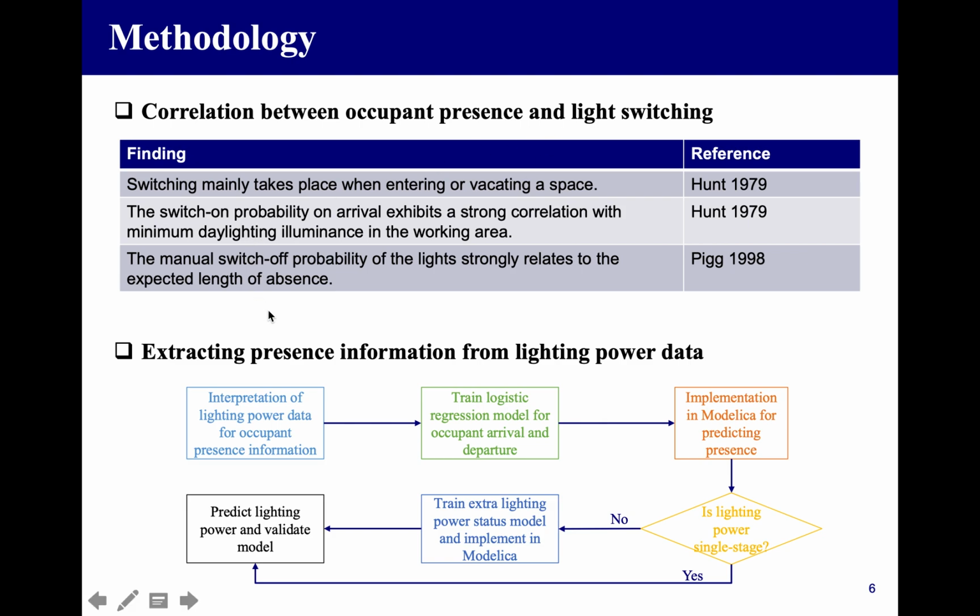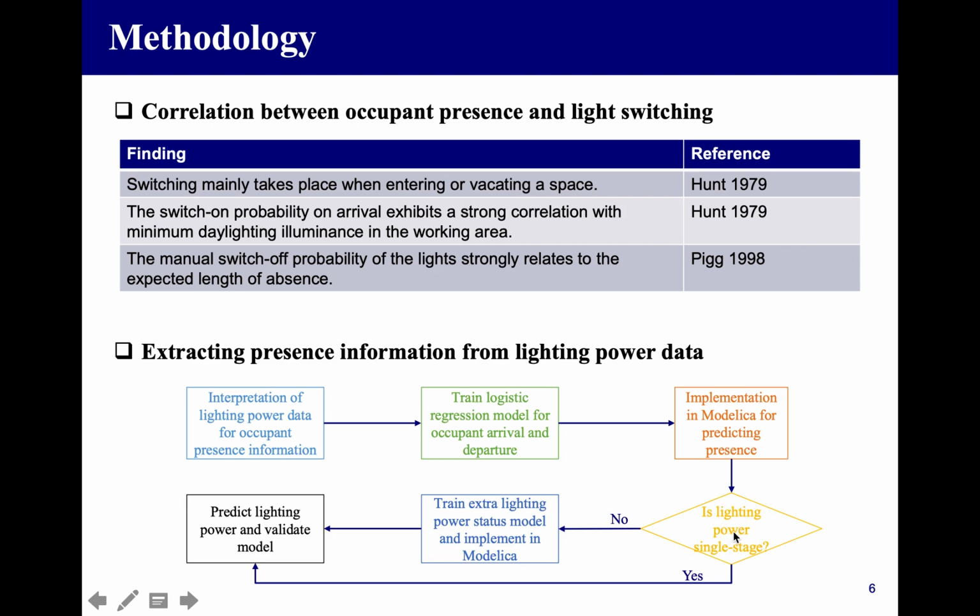And based on that, here's the flow chart we used for extracting presence information from lighting power data. So first of all, we interpreted the lighting power data for occupant presence information based on these assumptions, and then use that interpreted presence to train the logistic regression models for occupant arrival and departure. And then that regression model is implemented in Modelica for presence predicting. And then we predict lighting power based on this presence information.